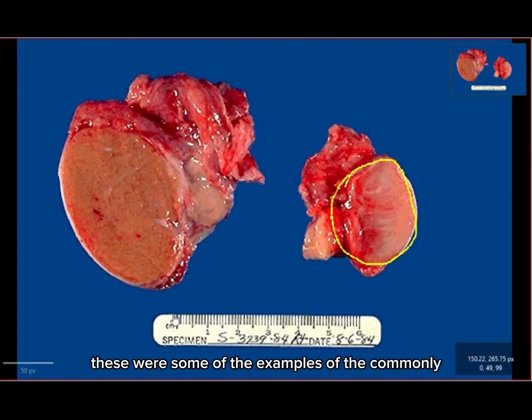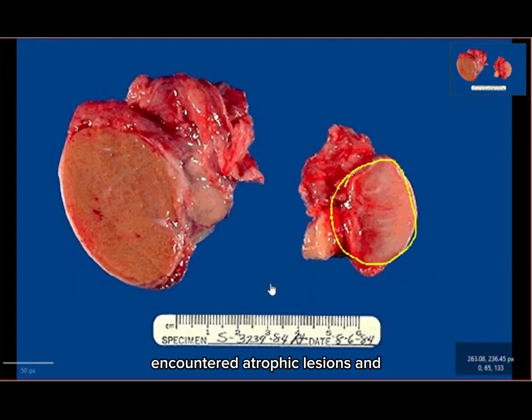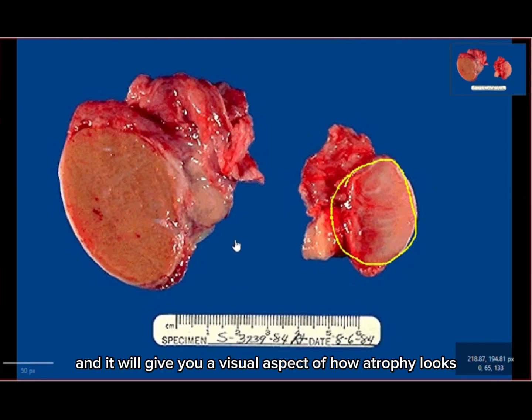These were some of the examples of the commonly encountered atrophic lesions, and I hope that it will clear your concept and it will give you a visual aspect of how atrophy looks.